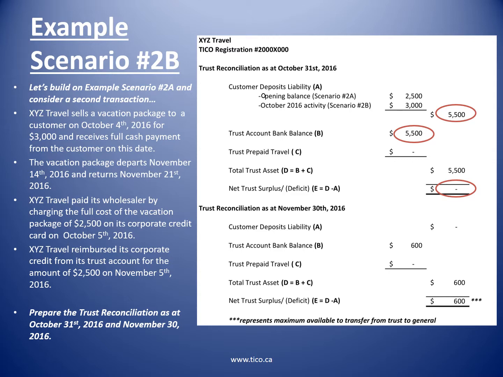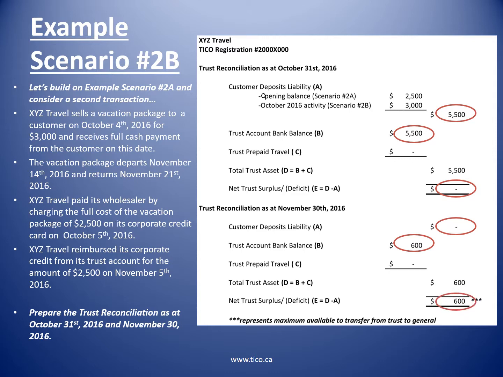As at November 30th, 2016, the customer deposit's liability balance is nil because both trips have been completed and/or the related travel suppliers have been paid in full. The balance sitting in the trust bank account as at November 30th, 2016 is $600. This represents the $100 surplus derived from the air tickets sold and the $500 surplus derived from the vacation package sold once all related travel suppliers were paid in full.